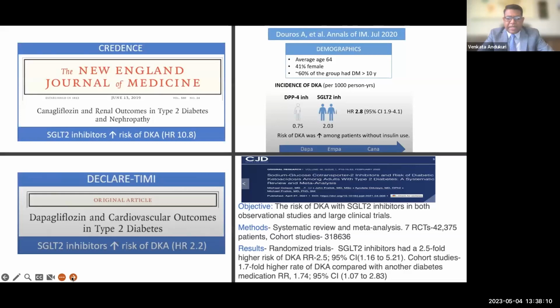There was another study in the Canadian Journal of Diabetes, which showed similar results. SGLT2 inhibitors had a 2.5-fold higher risk of DKA, with a relative risk of 2.5. The cohort studies showed a 1.7-fold higher rate of DKA compared with other diabetes medications. So it's very important to know this and keep it in the back of your mind, especially if it's a type 1 diabetic, and you cannot use this singly.